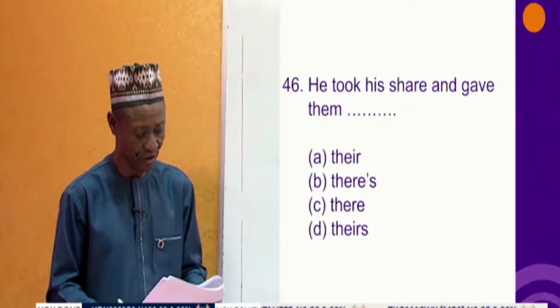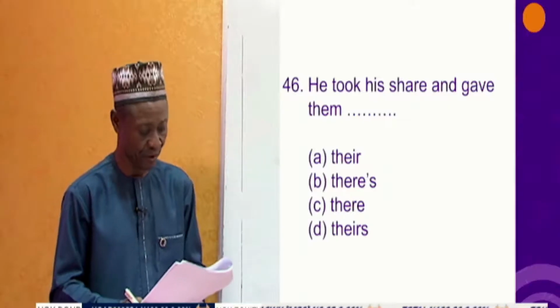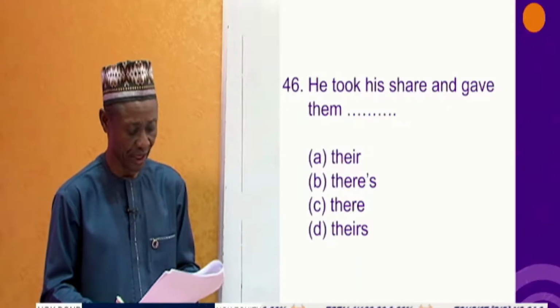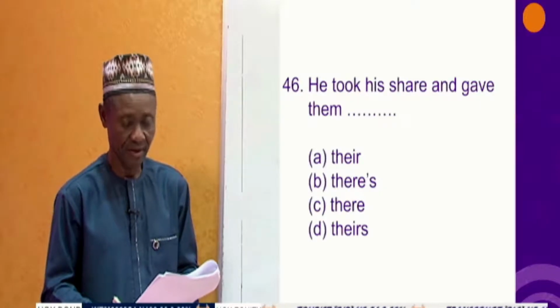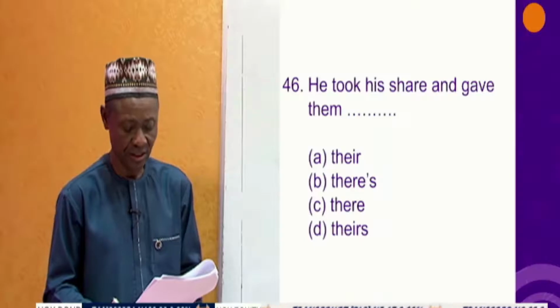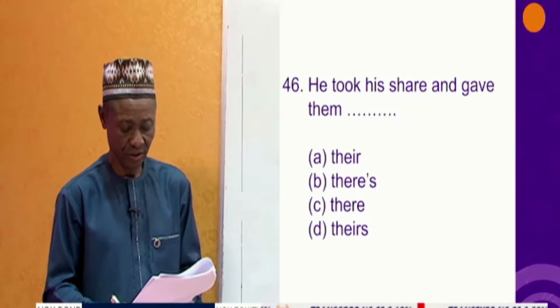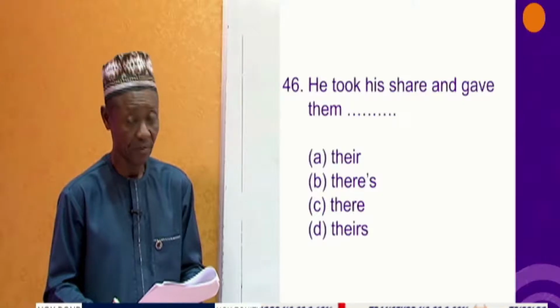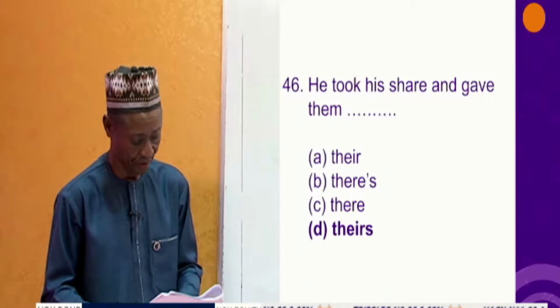Now we move to question number 46, and it is derived from possessive pronoun. He took his share and gave them dash. Options are A, there. B, theirs, that is T-H-E-I-R-S. C, there. D, theirs, which is the correct answer, option D.